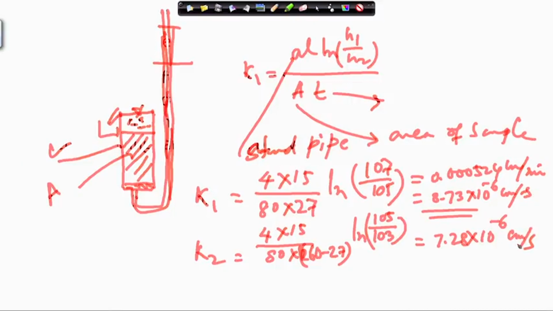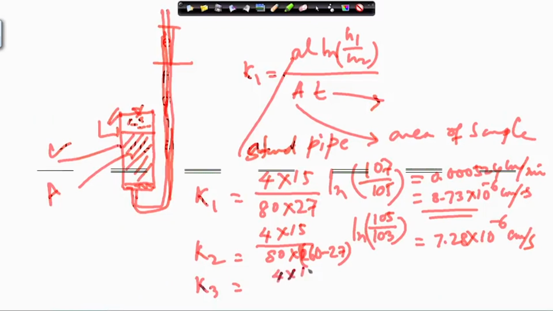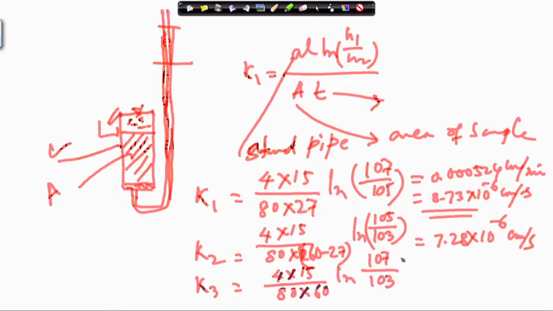Now I can do another, that is K3. How can I take K3? I can take observation 1 at 0 time and at 60 minutes. If I do this, it will be 4 into 15 divided by 80 into 60, now directly taking the reading at 60 minutes, and ln will be initially 107 and finally 103. So, I can get another value of permeability K3, that is 7.93 into 10 to the power minus 6 centimeter per second.